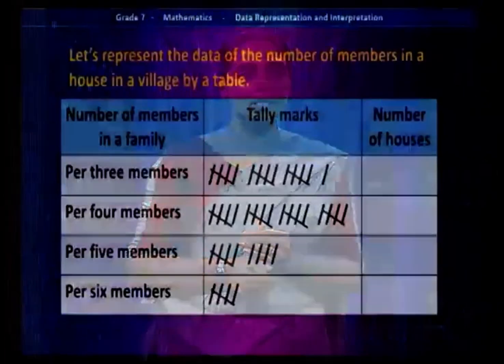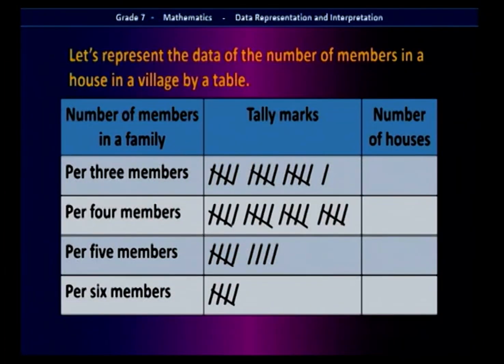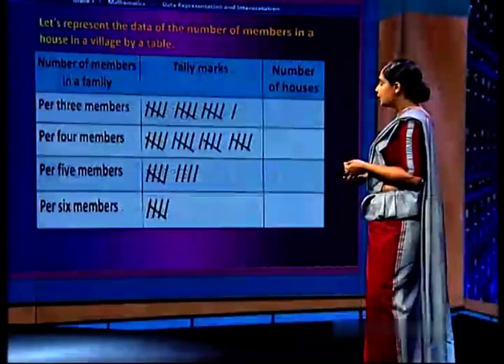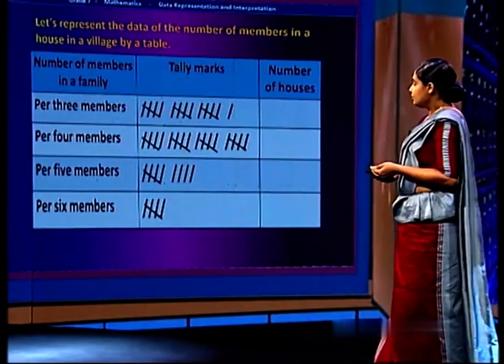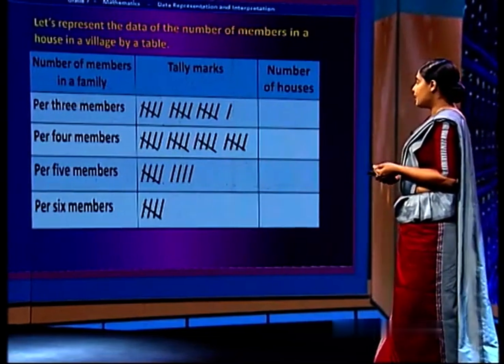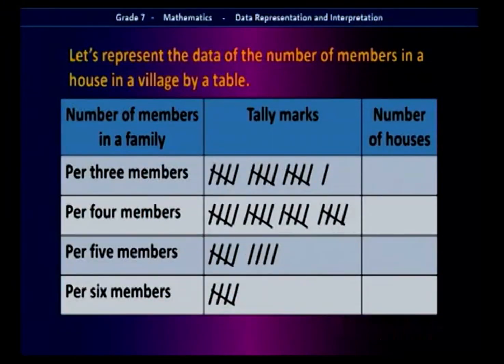Let's represent the data of the number of members in a house in a village by a table. What are the columns? Number of members in a family. We can write them this way: per 3 members, per 4 members, per 5 members and per 6 members. Then he or she can go home to home collecting data using tally marks. You learned them when you were in grade 6. Can you remember? You collected data using tally marks.